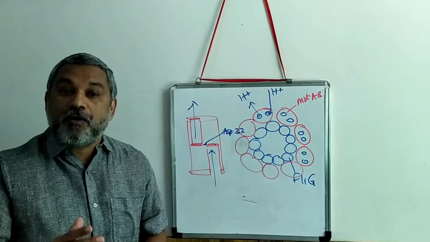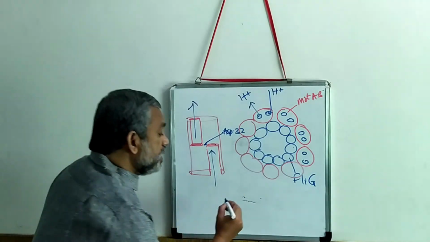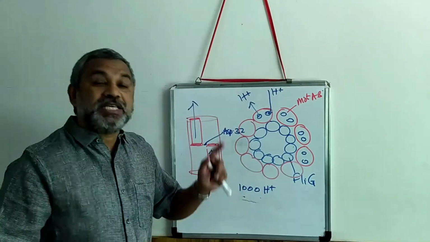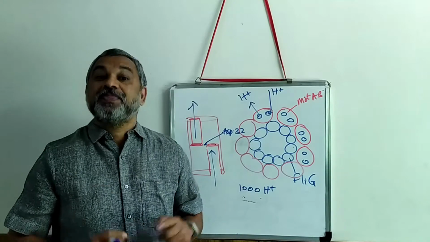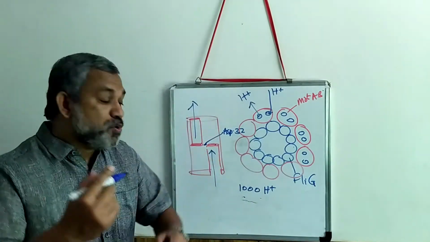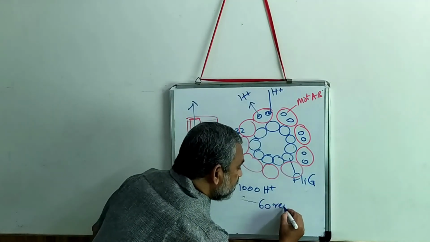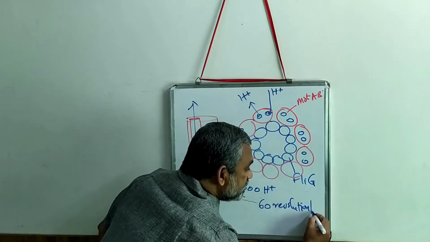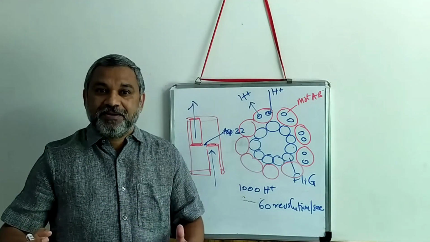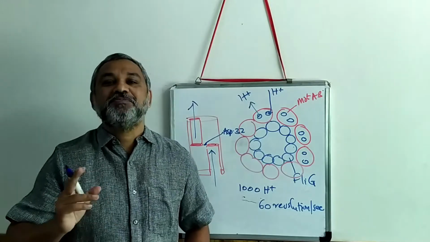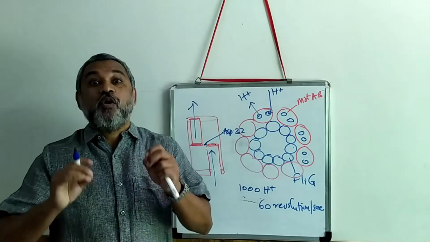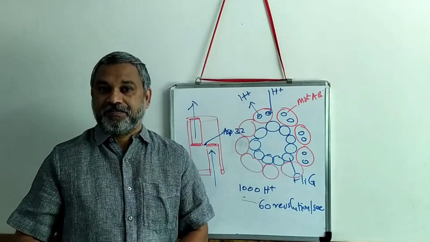Bacteria are capable of transporting about 1000 protons across these half channels per second, which can induce about 60 revolutions per second. That is about 3600 revolutions per minute. A highly efficient motor system. So this is how the motor protein operates in bacteria.